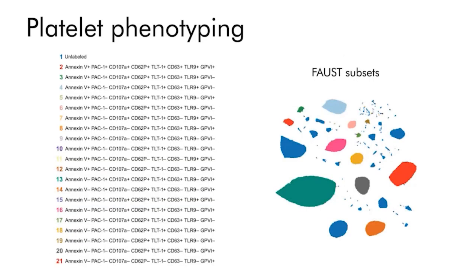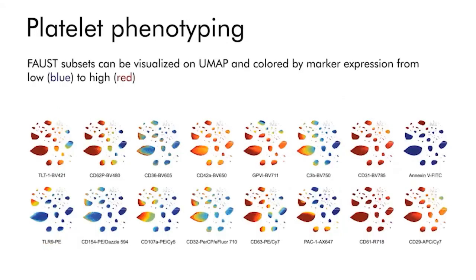The platelet subsets identified by FAUST can be visualized on a U-map, where they appear as distinct islands colored by the phenotype, and the list of phenotypes identified are shown on the left side of this slide, numbered 1 to 21. The U-maps can also be colored by marker expression and used to verify the accuracy of labeling, where each island shows a relatively homogeneous expression of the markers that were used for annotation.